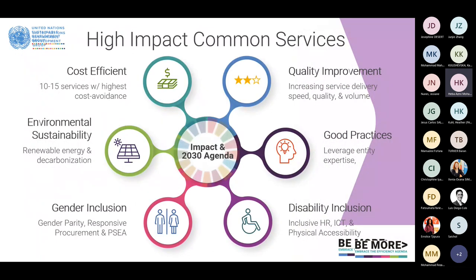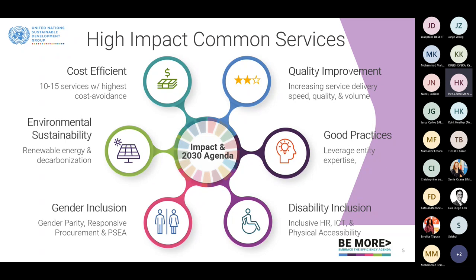So the high impact common services, let me give you just a brief overview about the high impact common services. We have 10 to 15 high impact services, and they revolve around a number of core areas. The first area is cost efficiency, and we do this through cost avoidance and the increase of the quality and the service delivery. So we try to apply the most cost avoidance approaches available without compromising the quality of service. On the contrary, we're aiming to improve the quality of service through increasing service delivery in speed, quality, and volume.